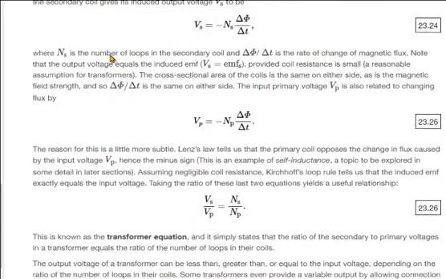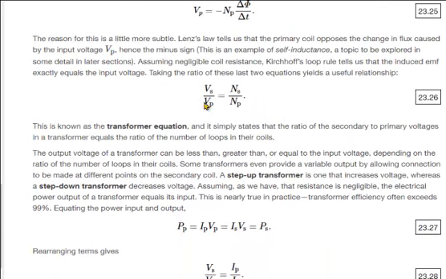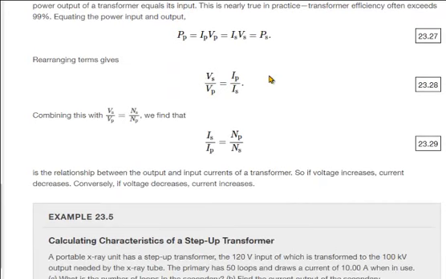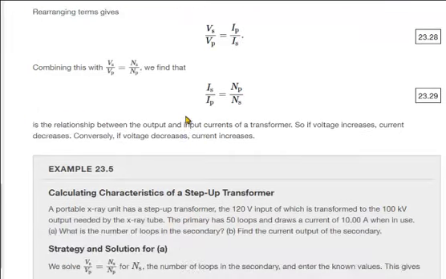And then it turns out that you have these simple ratios: the ratio of the voltages is the same as the ratio of the number of turns, and the ratio of the voltages is the same as the ratio of the electric currents. Just notice secondary versus primary, primary versus secondary, and then the same thing, of course, currents versus number of turns. So really simple transformer equation.